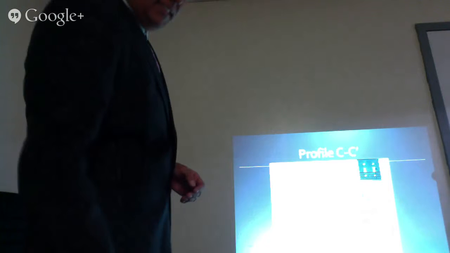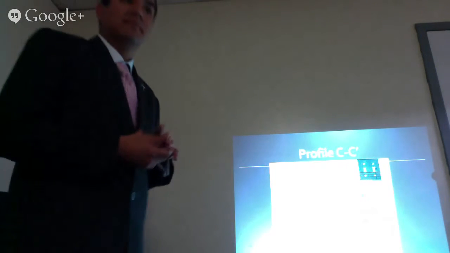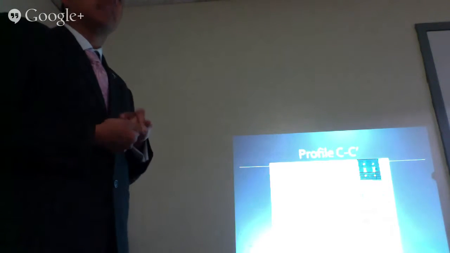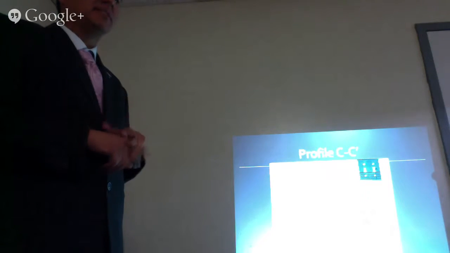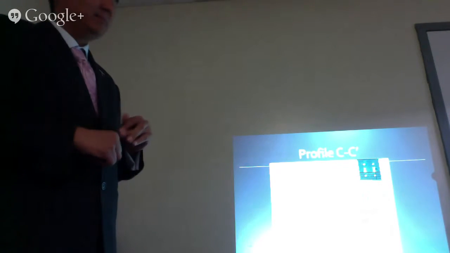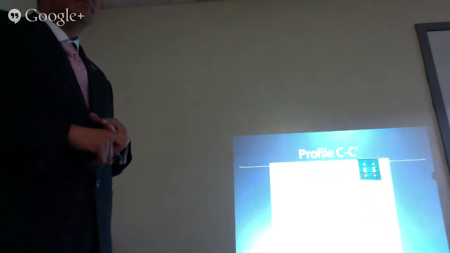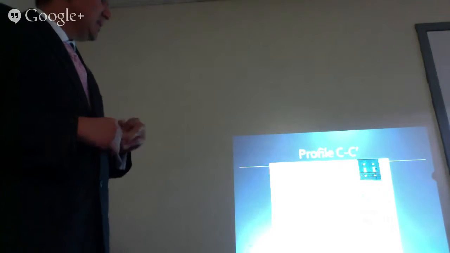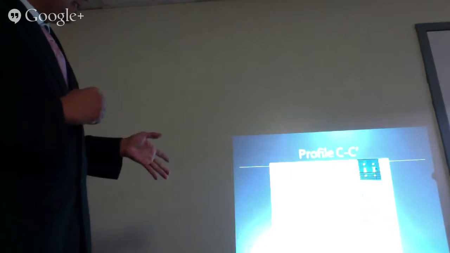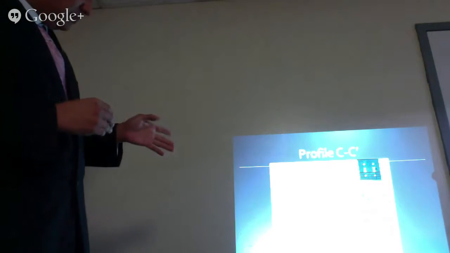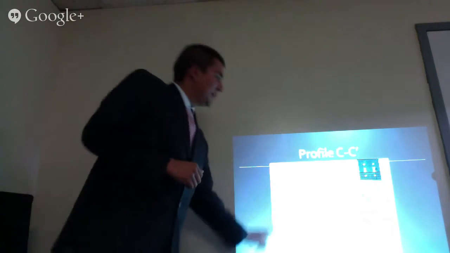Profile CC. Just for clarification, these are the Talwani profiles? Yes, and this one is polygonal. Polygonal, yes. Okay, so those are two different approaches that you're taking to this.